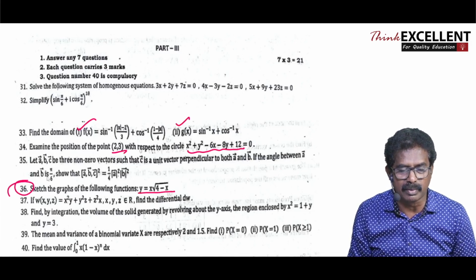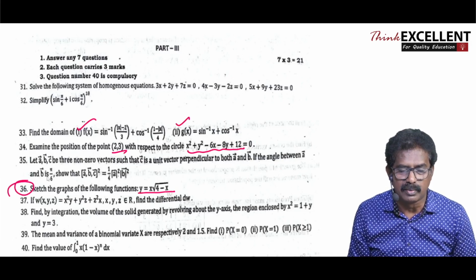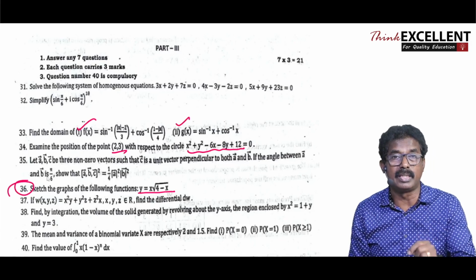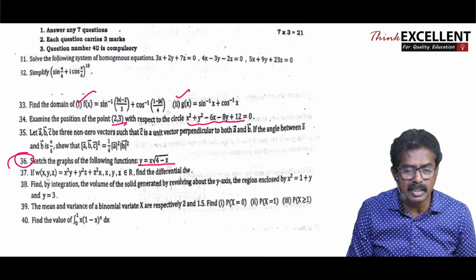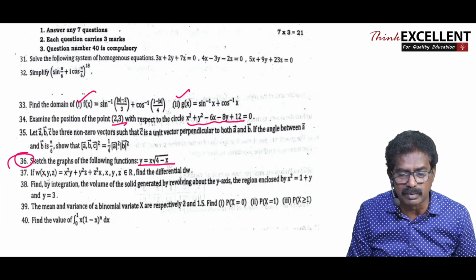The next one, okay, perfect question. Find the differential, you have to do. A simple one. Then volume using integration: pi into integral a to b of y square dx, right? The next one again, the mean and variance of the binomial distribution are given.